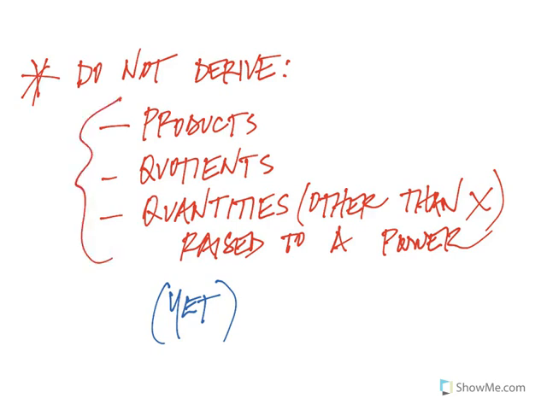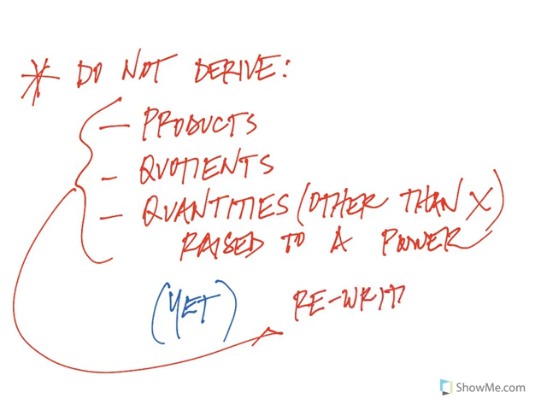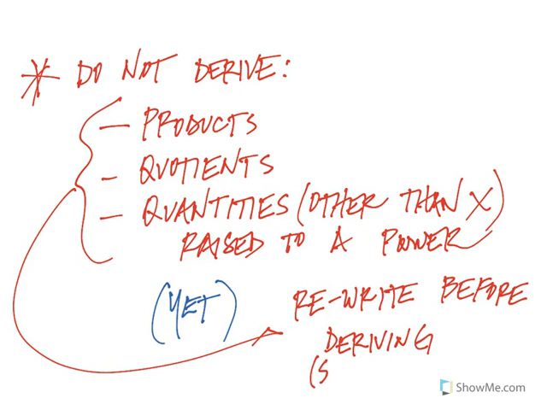For all of these, I would like you to rewrite before deriving. And when I say rewrite, I really mean simplify before deriving, which is going to then remove products, quotients, and quantities other than x raised to a power. So let me give you an example of what I mean. Let's just say I'm deriving y is equal to 1 over 2x to the 5/4 power.